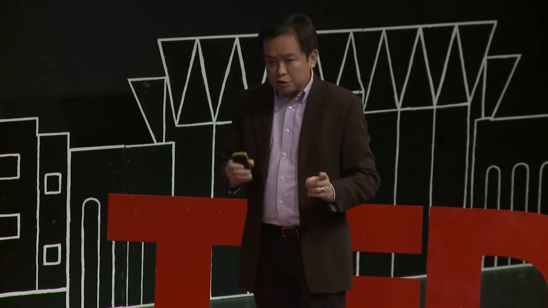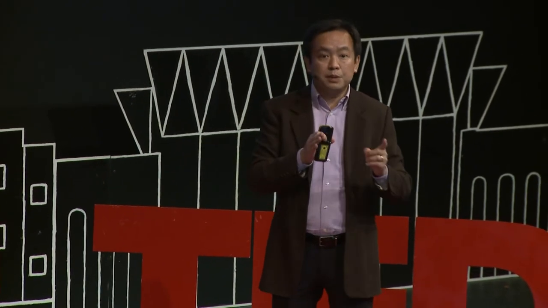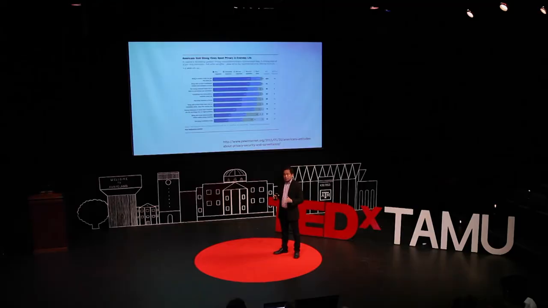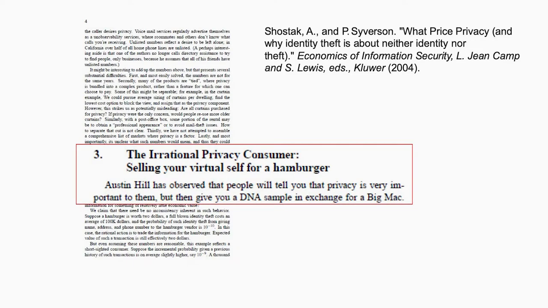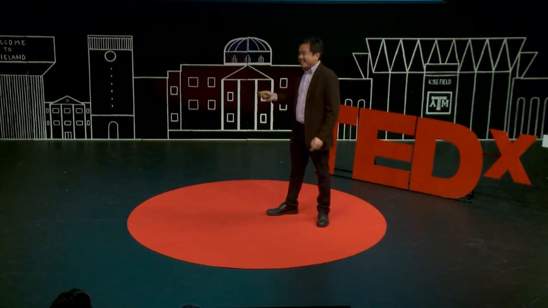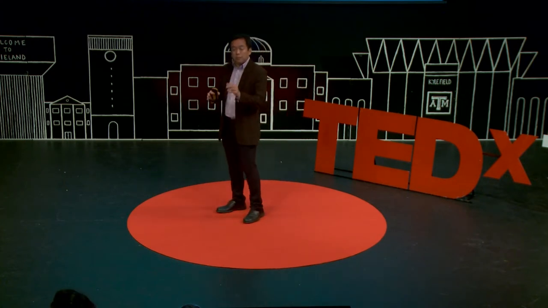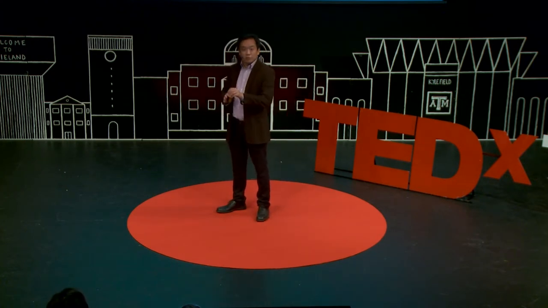But researchers are curious to observe people's actual behavior in real-world scenarios regarding their private information. So there is this paper, and the researchers have this observation. I blew it up. Here it says, people will tell you that their privacy is very important, but they're more than happy to give you a DNA sample in exchange for a Big Mac. This is obviously an exaggeration, but the point, I think, is valid.